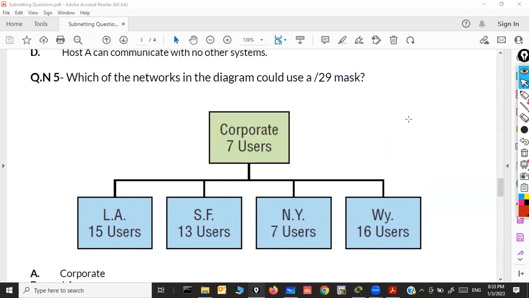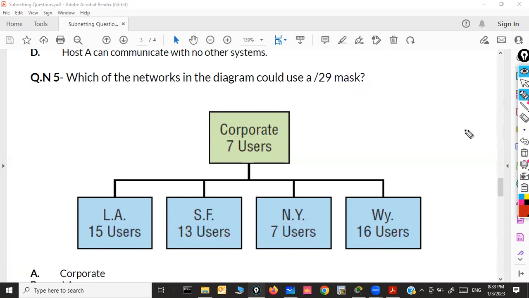So what do you think? Which should be the correct answer? If the mask is /29, how many valid IPs would there be in that subnet? I mean, minimum 7 IPs or not, or 15 or 13. Which option is correct? So what do you think? How many IPs in this subnet?